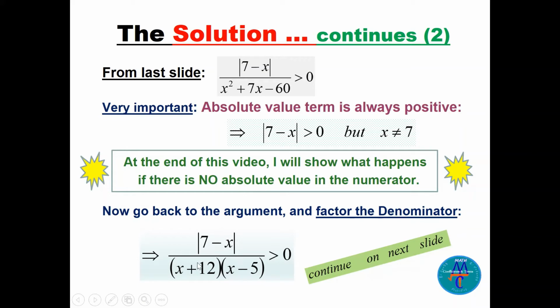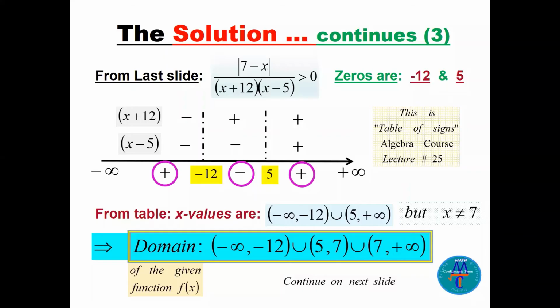So we go back to the argument here. Remember, this is the argument, and we need to factor the denominator. This is x squared plus 7x minus 60, just simple factoring: x plus 12, x minus 5. If you multiply here, you will get x squared plus 7x minus 60. So from the last slide, we have this argument greater than 0. We have discussed already the absolute value of 7 minus x, and the only thing we have to know is x cannot be 7.